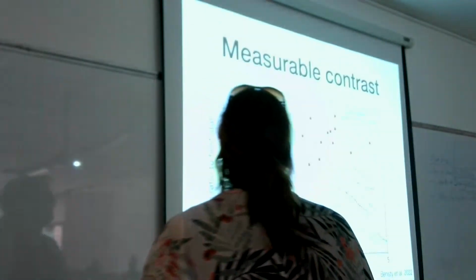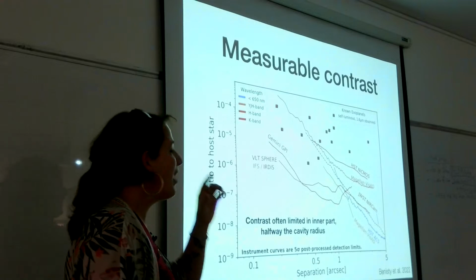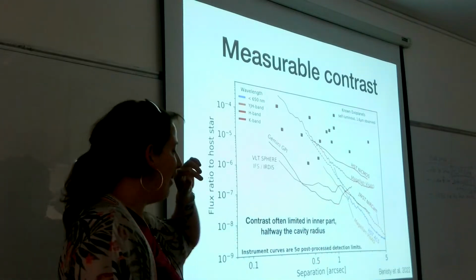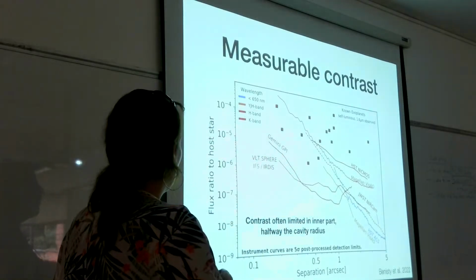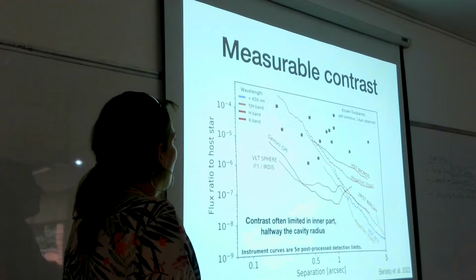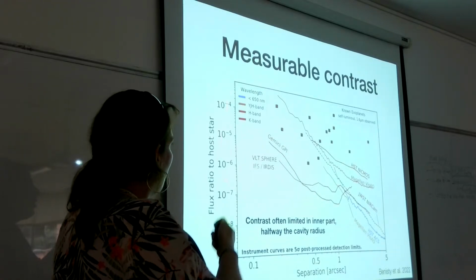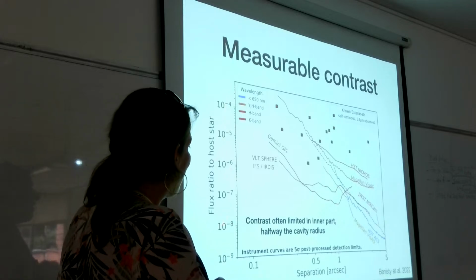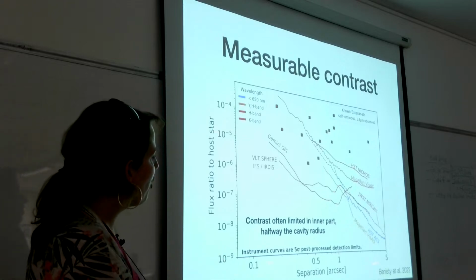So the way that high contrast imaging works, I remember, is that we're trying to measure something very faint next to something very bright. We're always still limited by the diffraction around this mask. But these are the typical limits that we have in terms of contrast. So we have the flux ratio with respect to the host star, going down to 10 to the minus 8, to like 10 to the minus 5 or so, as a function of separation.